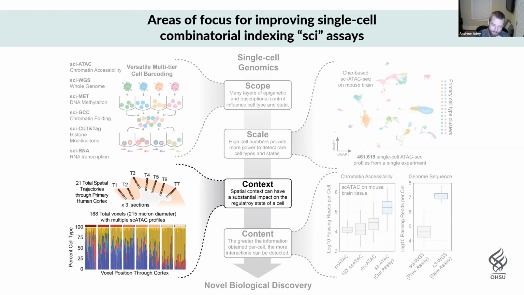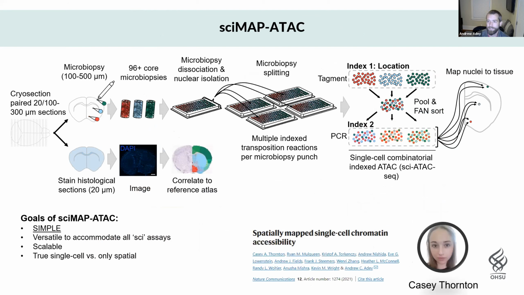To develop this, we consulted a lot of pathologists to see what they wanted and what made the most sense for moving this work forward. With that, we developed the SkyMap ATAC protocol. The way this works is pretty simple. We take these cryosections and microbiopsy punch them. We do 200 micron thick sections interspersed with thinner sections that we use for imaging. Then we use microbiopsy punches that are 250 microns in diameter, so the total tissue voxel size is about 215 microns in diameter.